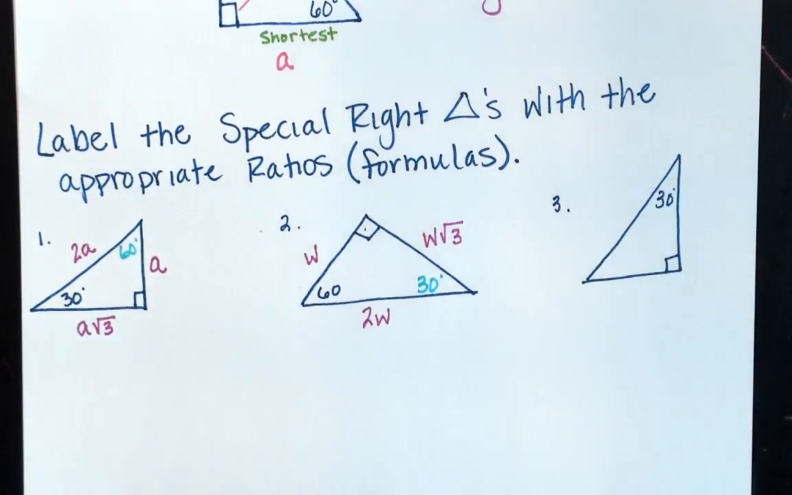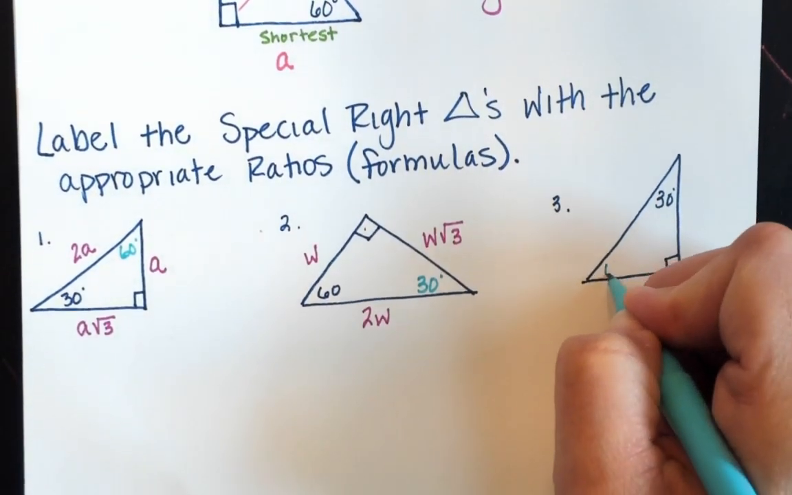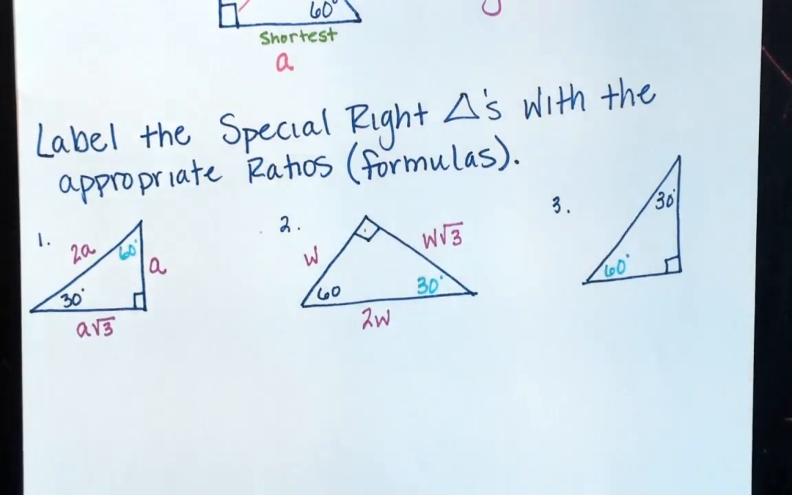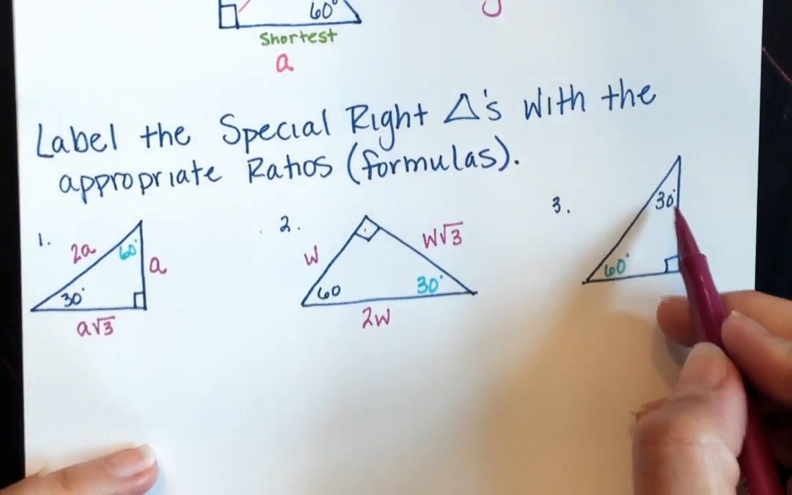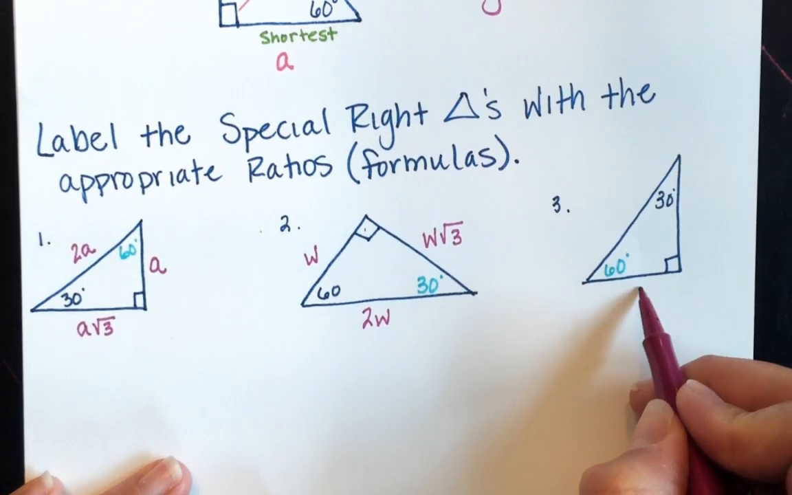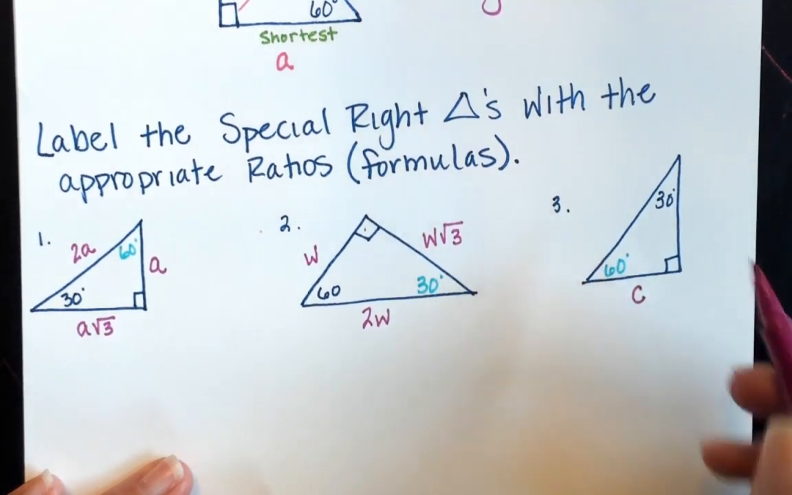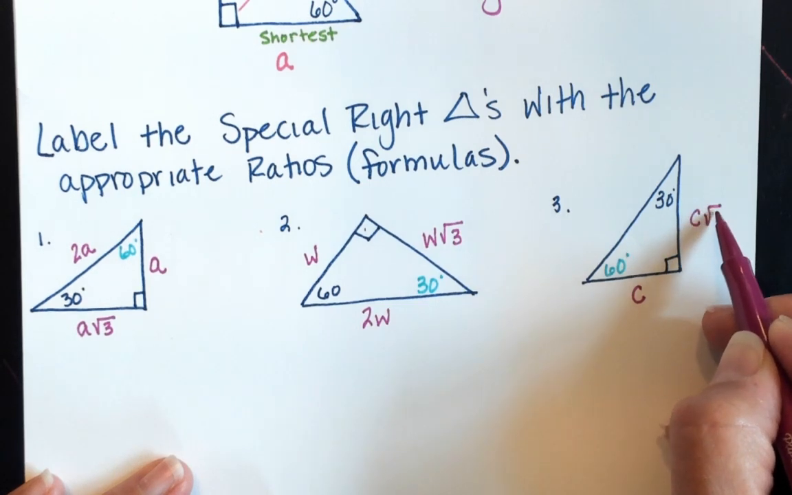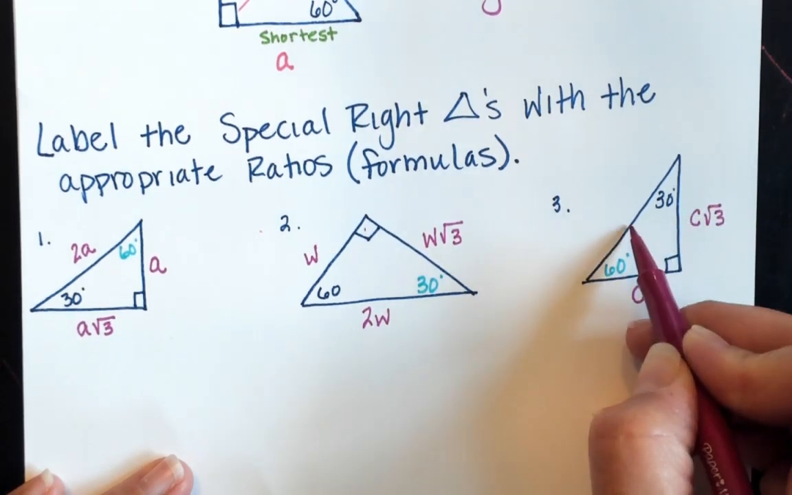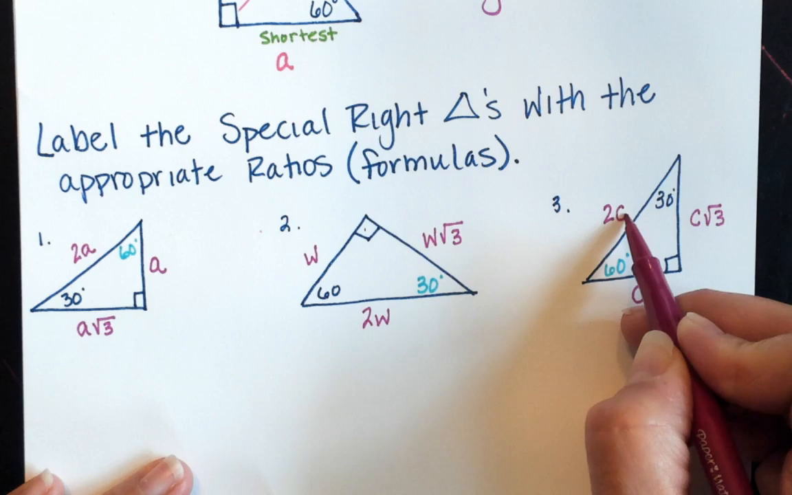Turned our triangle again. Let's practice our ratios. I put my 60 degrees in so I have something to look at. I'm going to use a C this time for calf. I find my 30. We're going to go opposite the 30, C. Opposite the 60 is C radical 3. Opposite the 90 is 2C.